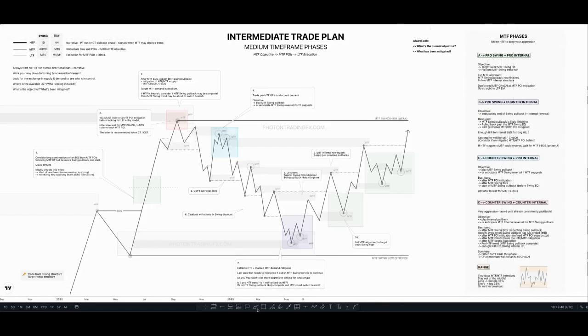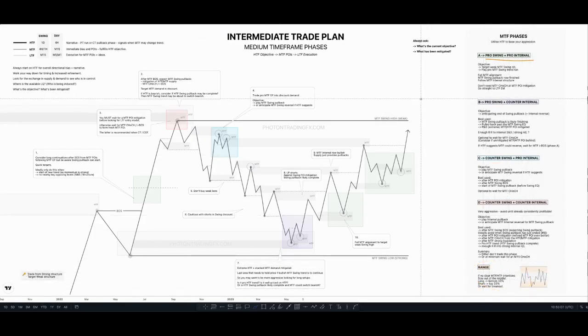So you're either going to be in line with both the swing and the internal. Let me just quickly say, it's either going to be pro swing and pro internal, pro swing but counter internal, or counter swing but pro internal, or counter both of them, or there's no real direction and we're in a range.